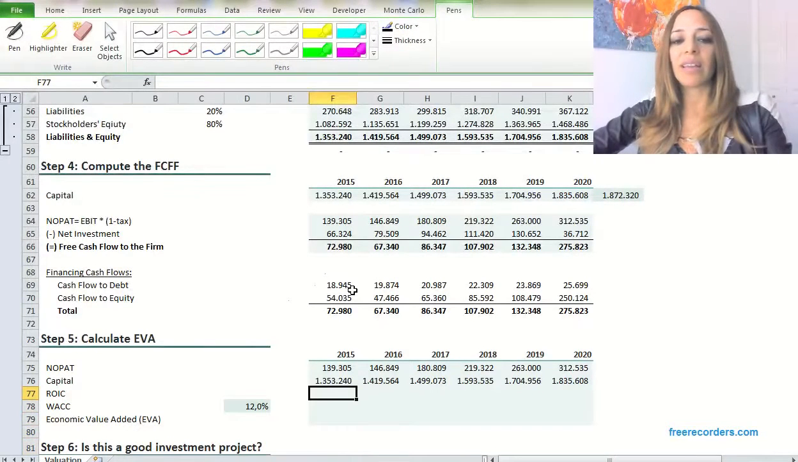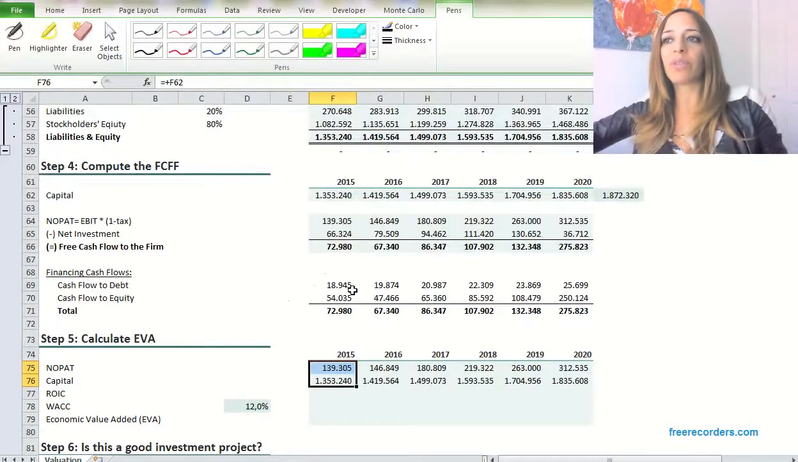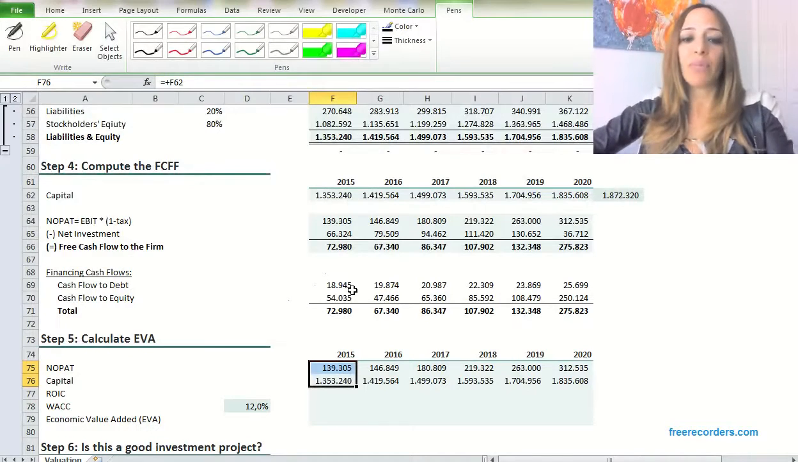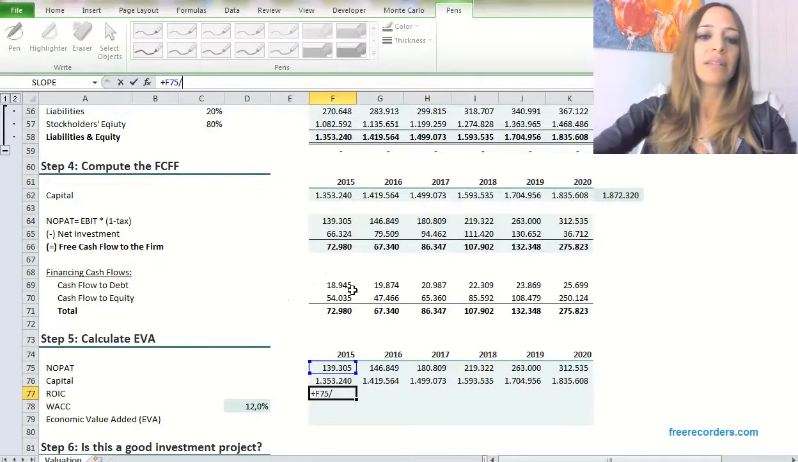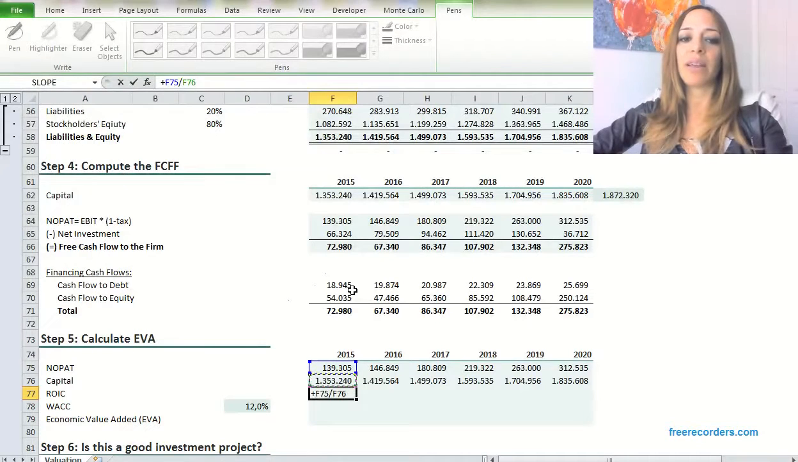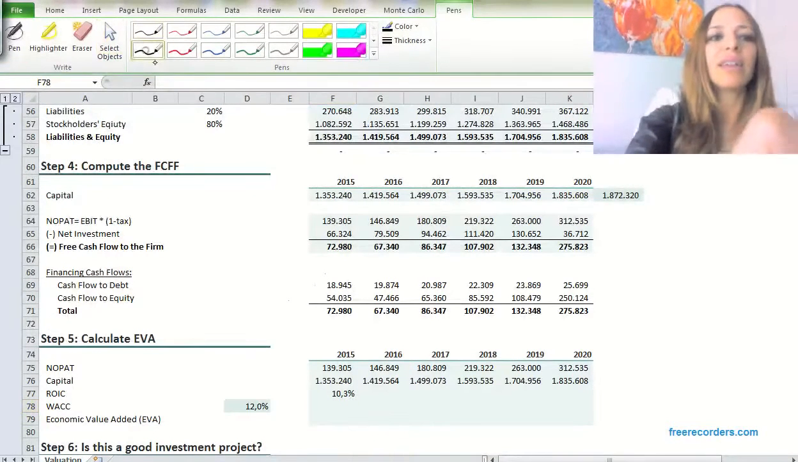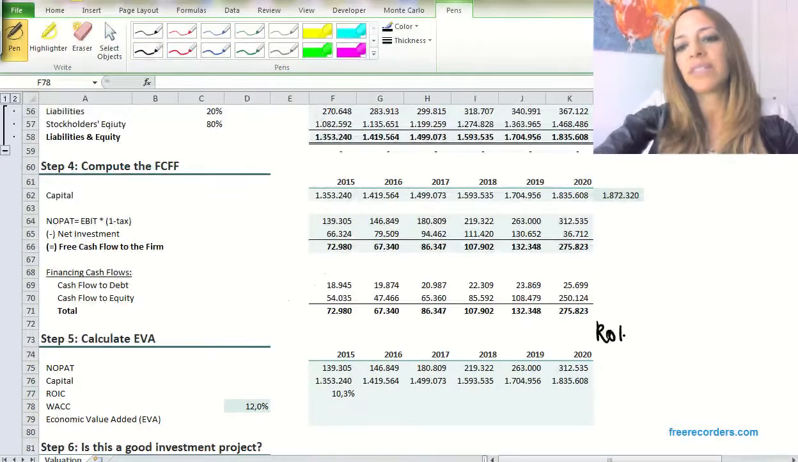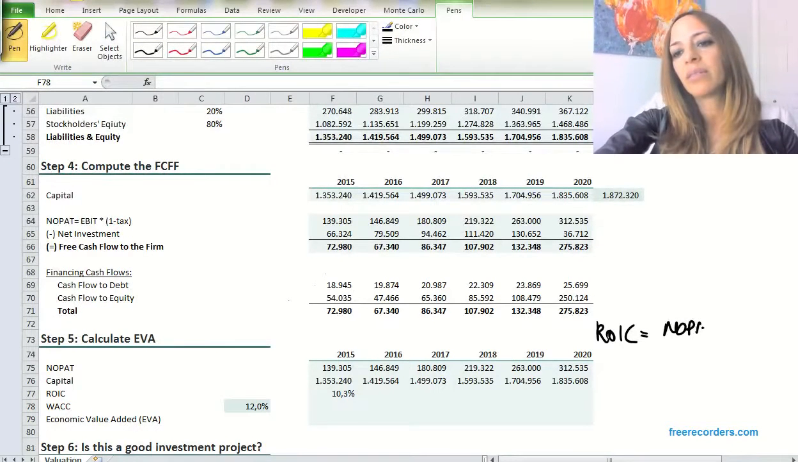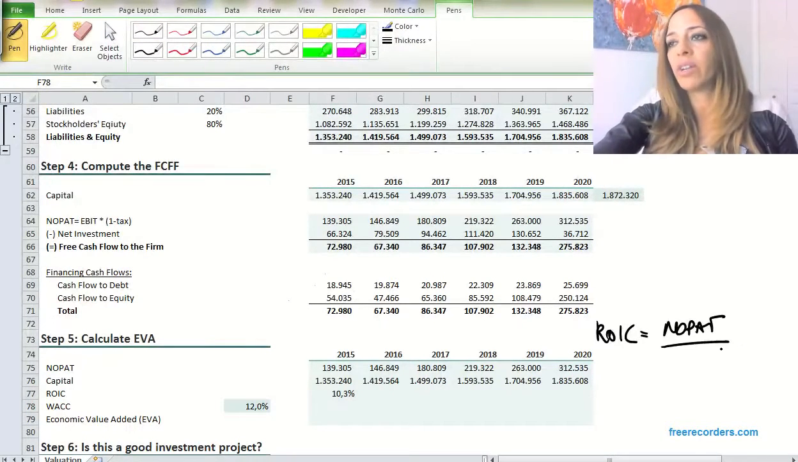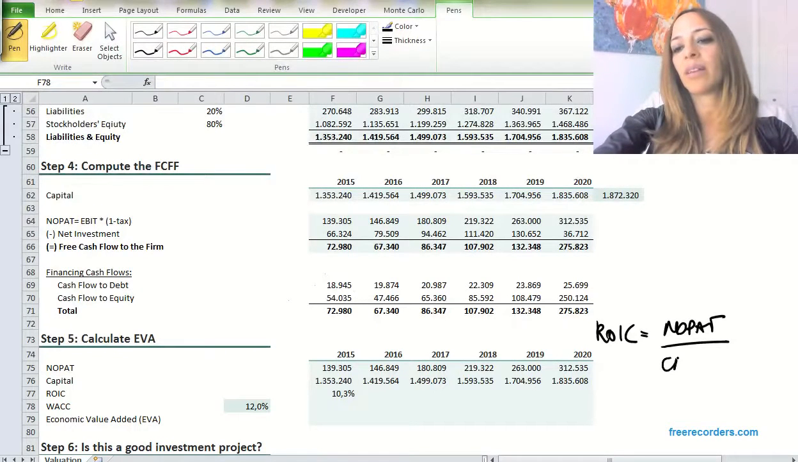Okay, so is this a good return? We are investing $1.3 million, and after 1 year we obtain profits of 139. How much is it? Well, we divide this. NOPAT divided by capital, and it's 10%. That is the return on invested capital. This is a very simple idea. If the return on invested capital is NOPAT, how much we earn, divided by capital, how much we invest.